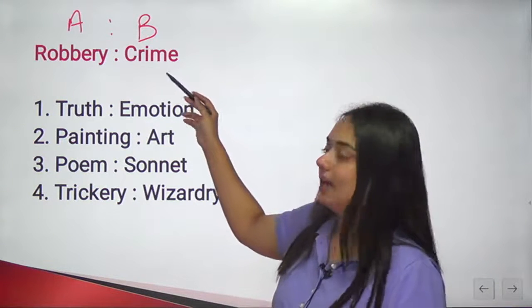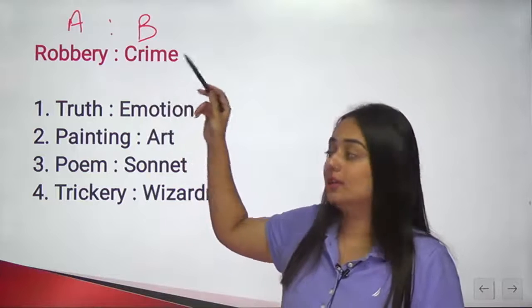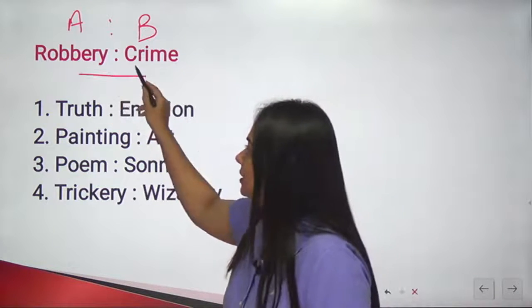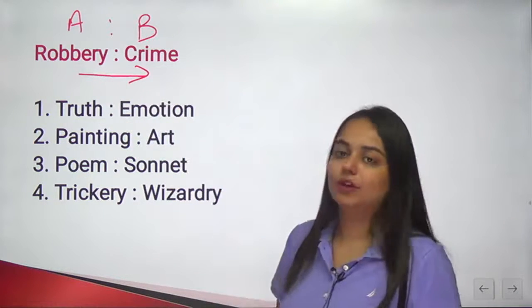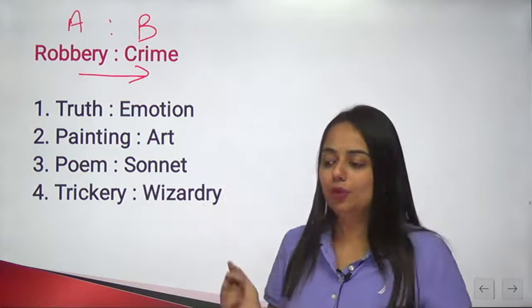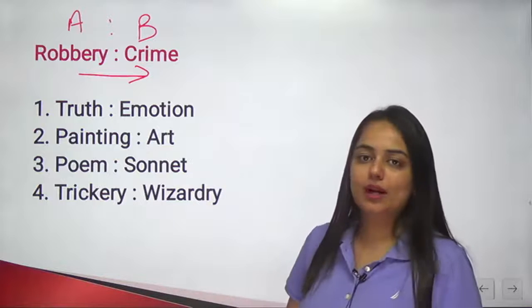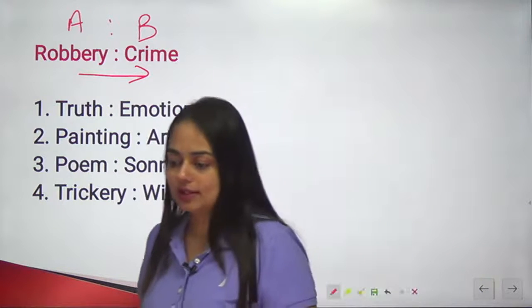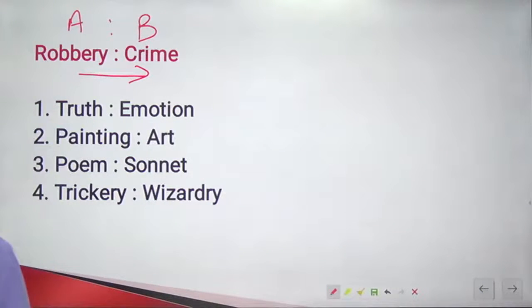You cannot say crime is a type of robbery. No, the order is the same. The order is like this. Robbery is a type of crime. In the same structure, A is a type of B, we have to pick one pair. Let's see who's going to answer this one. Quickly drop in your answers, everyone. Now you have options. You just have to write 1, 2, 3 or 4. And if you're watching the video later on, pause the video and try to answer these questions.